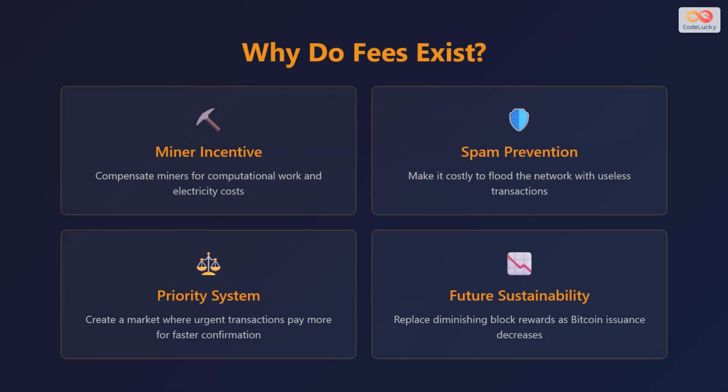Bitcoin transaction fees serve 4 critical purposes. First, they provide miner incentive by compensating miners for their computational work and electricity costs. Second, they act as spam prevention, making it expensive to flood the network with useless transactions. Third, they create a priority system, establishing a market where urgent transactions can pay more for faster confirmation. And fourth, they ensure future sustainability by replacing diminishing block rewards as Bitcoin issuance decreases over time. Without fees, the Bitcoin network would be vulnerable to attacks and wouldn't be economically sustainable in the long run.